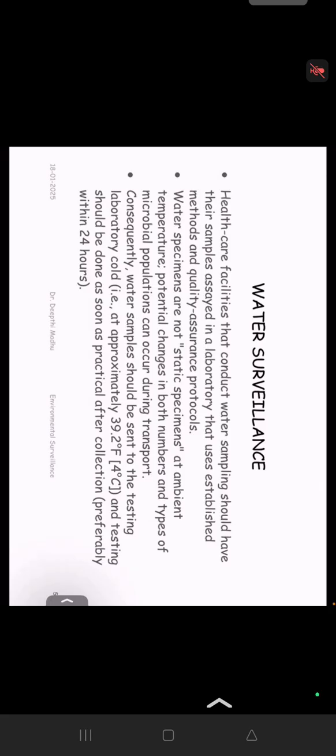So there should not be any change in the microbial population during transport. Consequently, water samples should be sent to the testing laboratory cold. Okay, and that is approximately 4 degrees Celsius. Testing should be done as soon as practically possible after collection, preferably within 24 hours. If there is a delay, keep it at lower temperature and then transport.